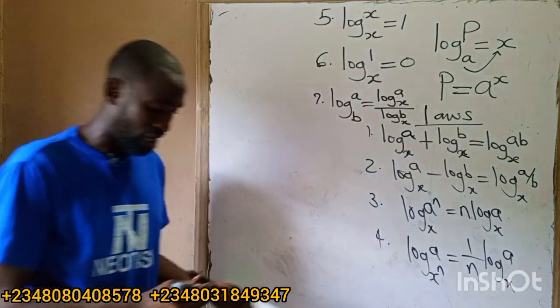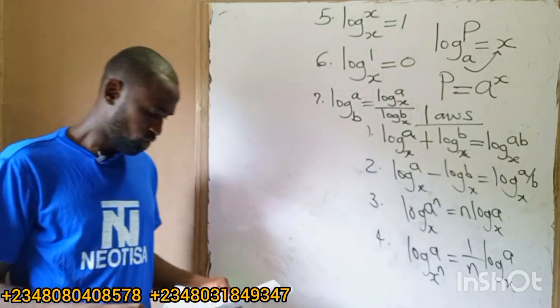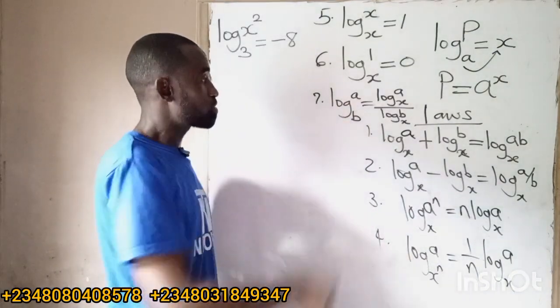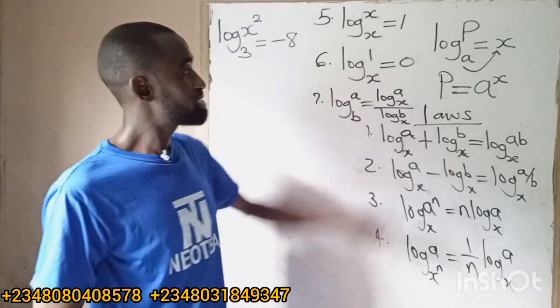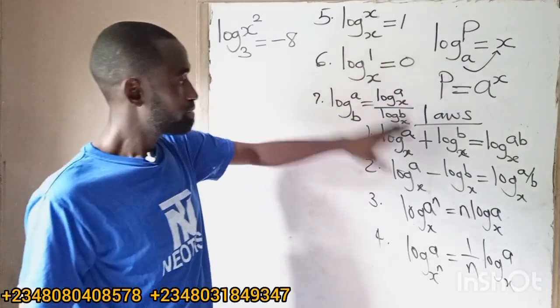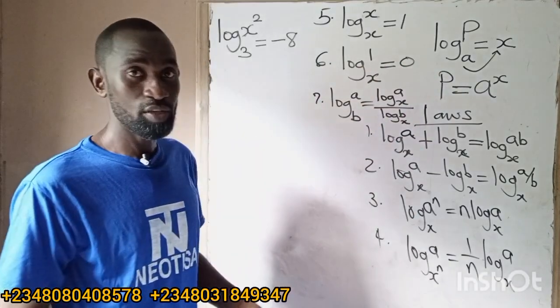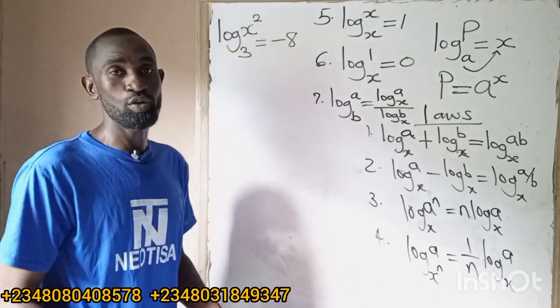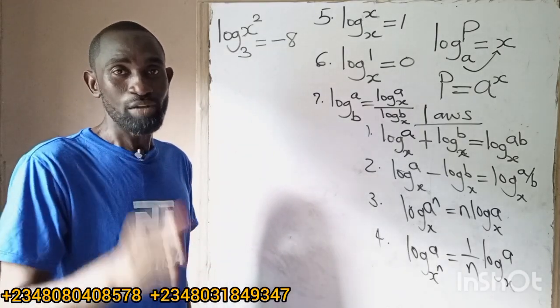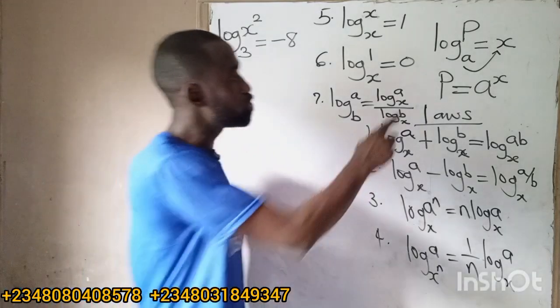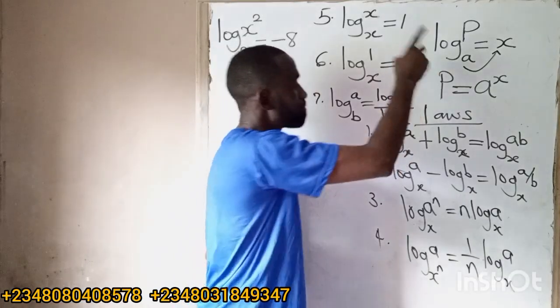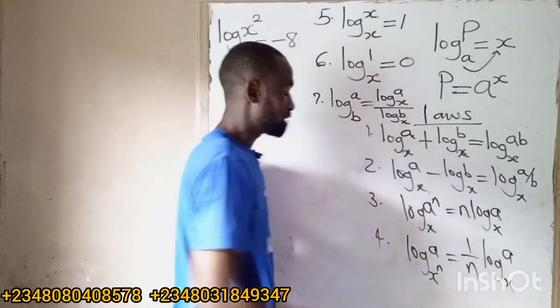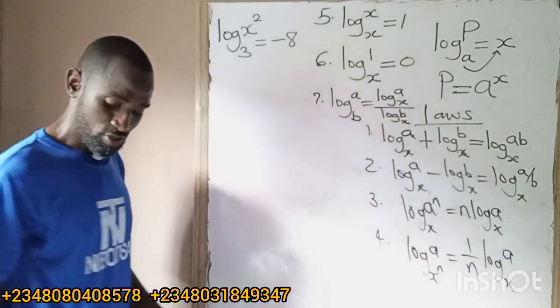So master the laws and let me start solving the questions. First establish all these concepts, the basic definition and the laws of logarithm. Let us solve this question. That's the first one. I told you we can solve questions under logarithm without table in two ways. Either I use the basic definition, or I use the laws of logarithm. So let's solve this question.